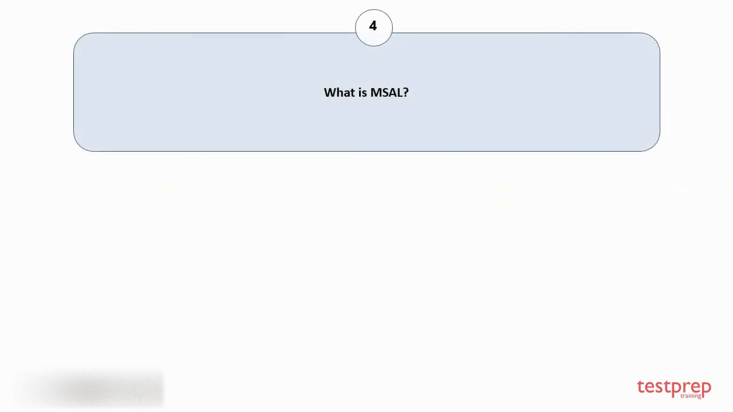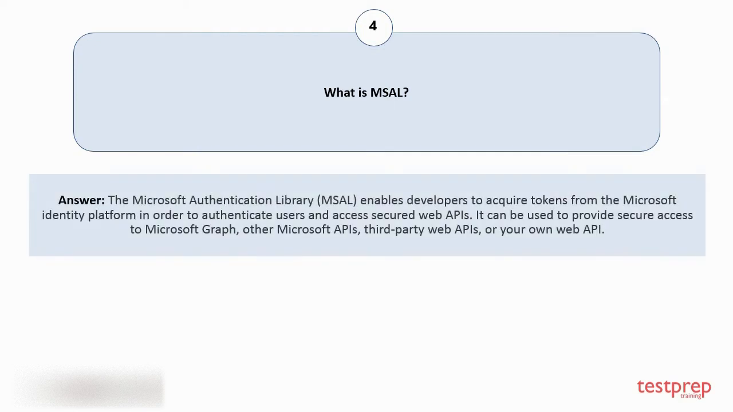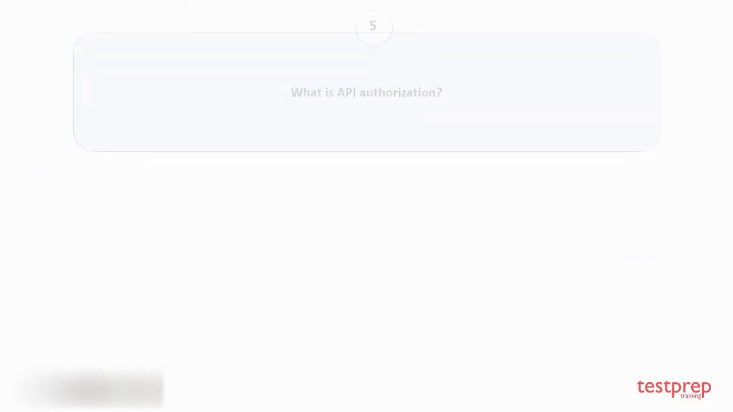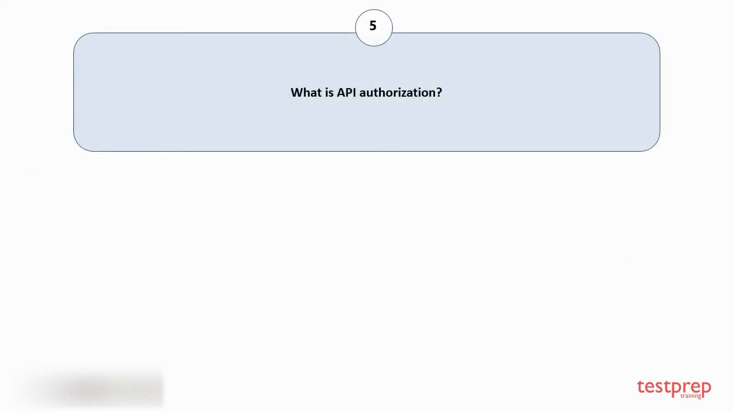Question number 4, what is MSAL? Your answer is: the Microsoft Authentication Library enables developers to acquire tokens from the Microsoft Identity Platform in order to authenticate users and access secured web APIs. It can be used to provide secure access to Microsoft Graph, other Microsoft APIs, third-party web APIs, or your own web API.